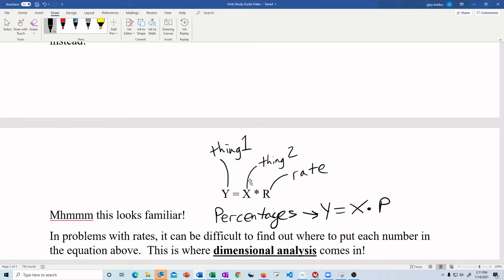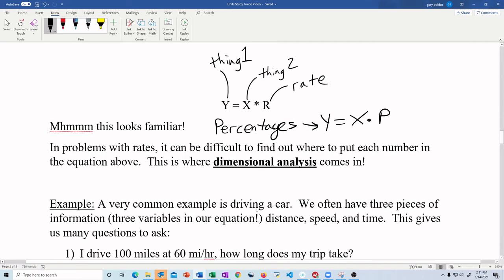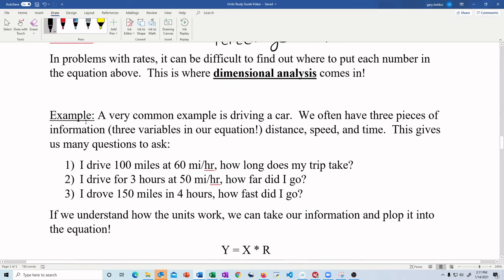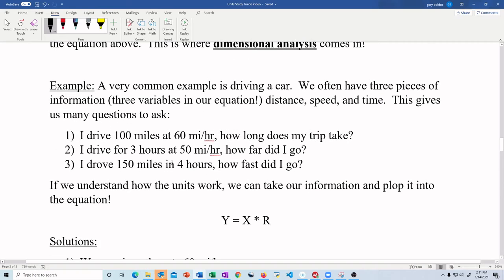It's amazing. So let's actually do it, because I'm talking a big game here, but you're not seeing it, right? So let's do it. Example. A very common example is driving a car. I keep using this one. I promise we'll see other ones so you can get a feel for it too. We often have 3 pieces of info, 3 variables in our equation. Distance, speed, time. So here are 3 different examples of questions that we could ask and try to answer.